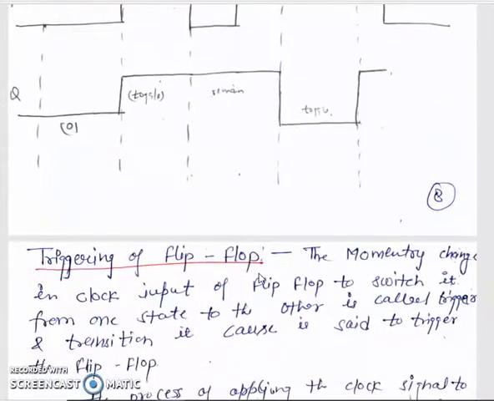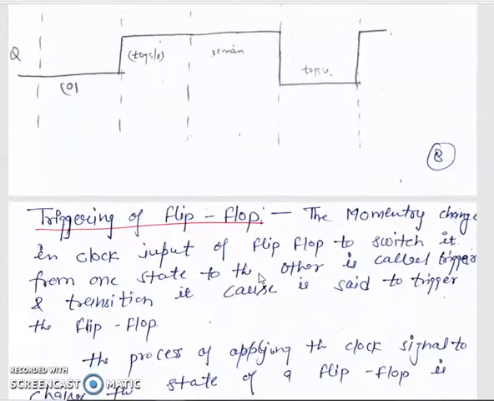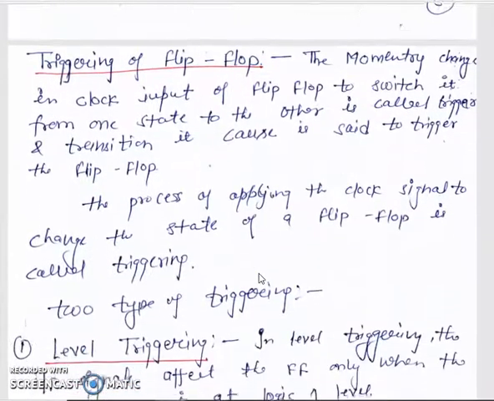Okay, up to the T flip-flop we are familiar with all types of flip-flops: first the SR flip-flop, then the D flip-flop, then the JK flip-flop, and lastly the T flip-flop. Okay, next is the triggering of the flip-flop.